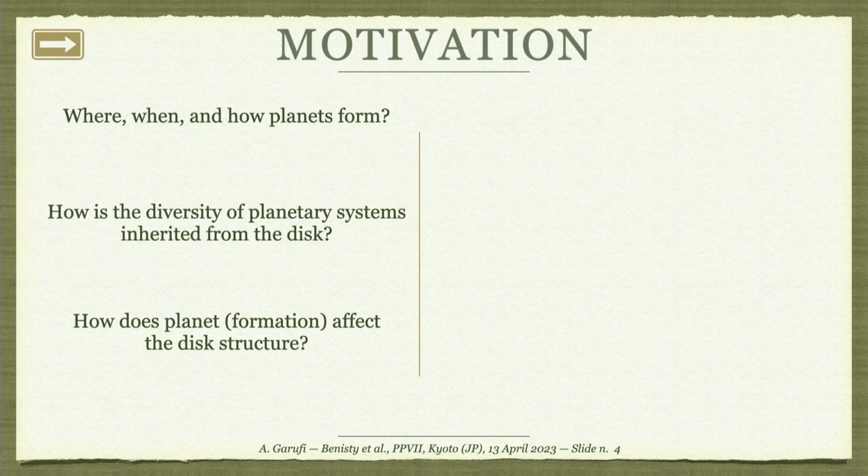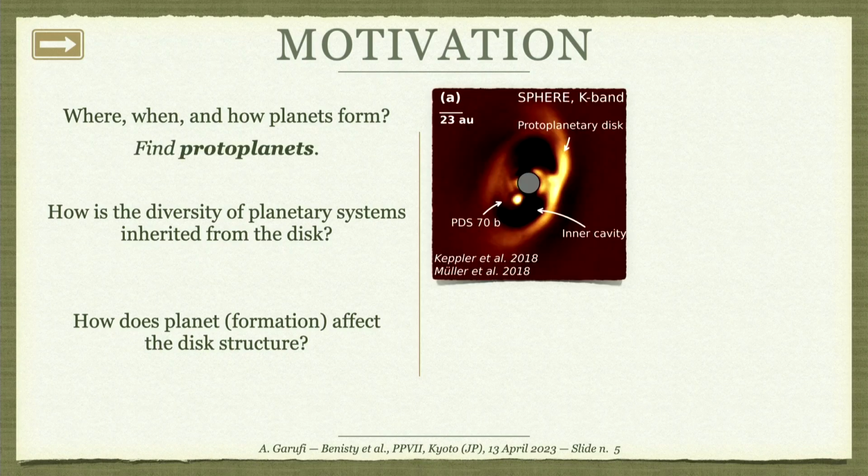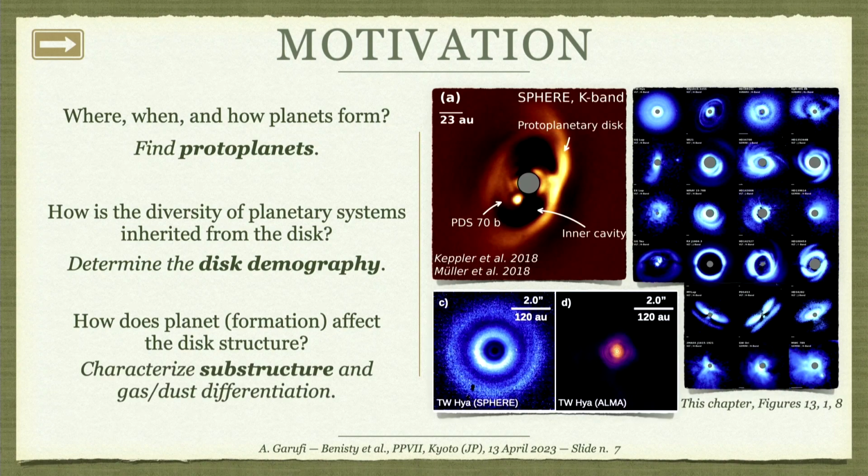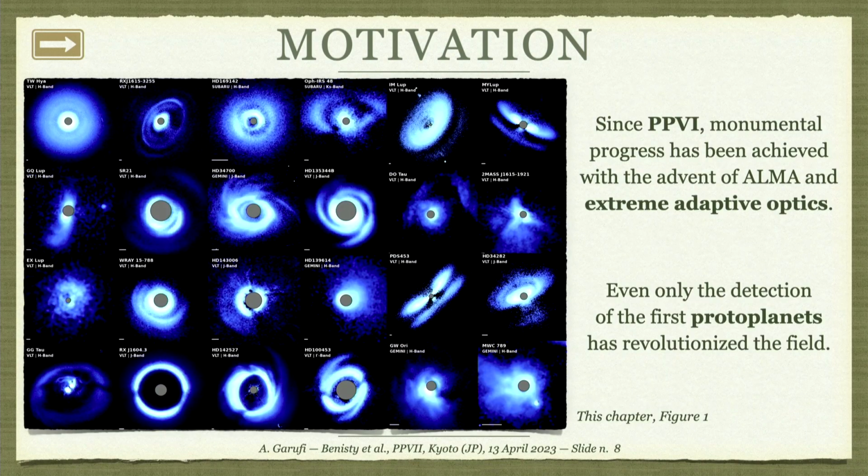And to actually address this question, we have a number of goals. Now it works. The first is to find protoplanets. The second is to determine the disk demography in a similar way to what has been done by our colleagues working with planets. And the third is to characterize substructure in the disk and any sign of gas-dust differentiation, because these are the two main imprints of the interaction with the planets. And here we see a number of figures, a teaser of what I will be talking about.